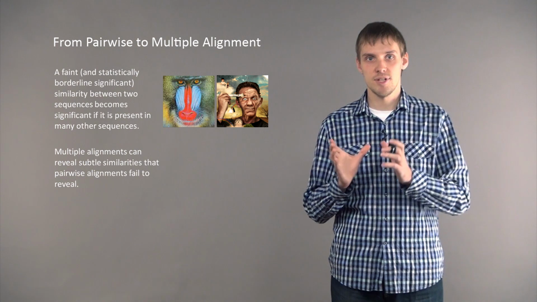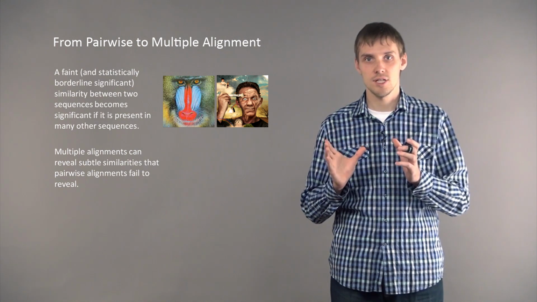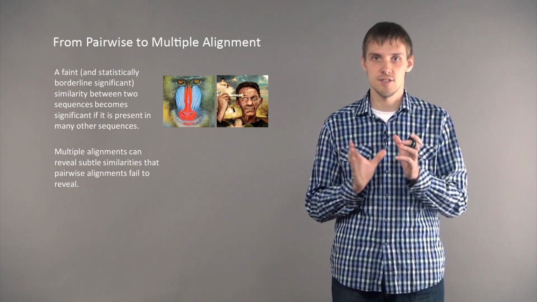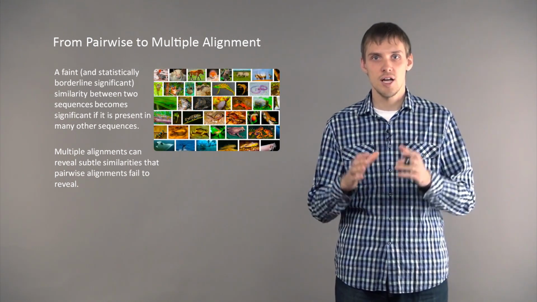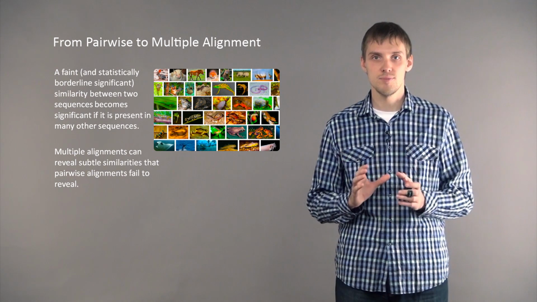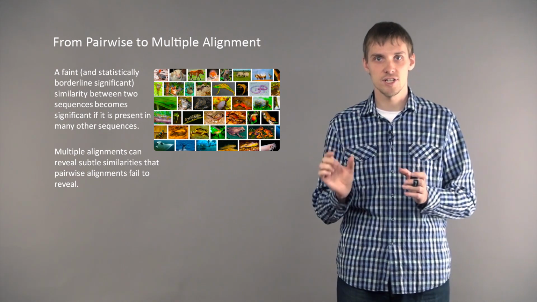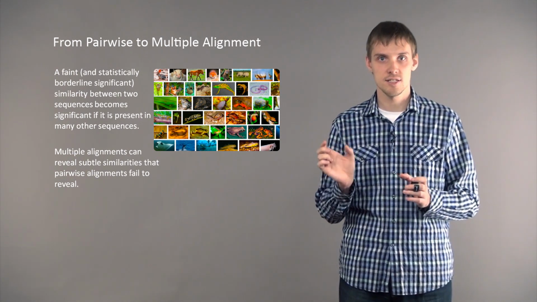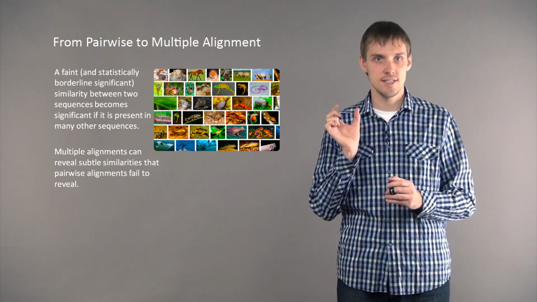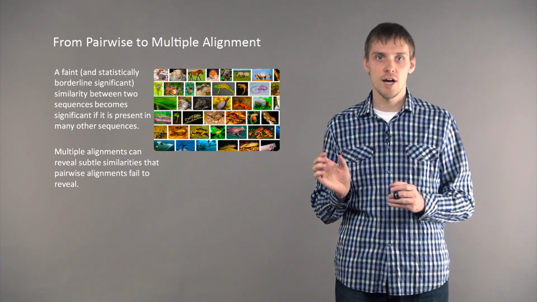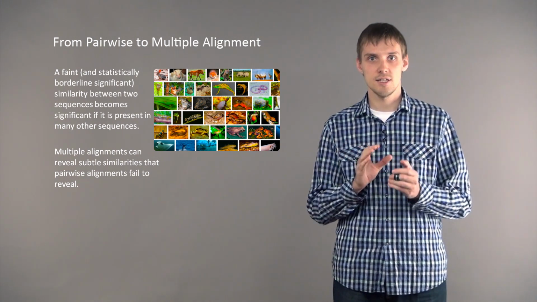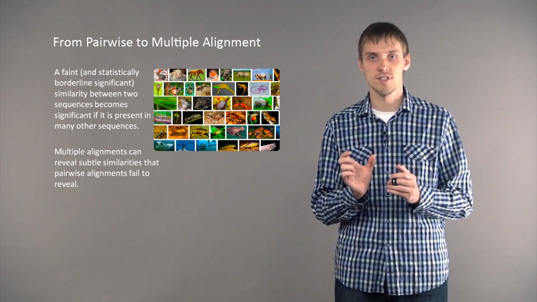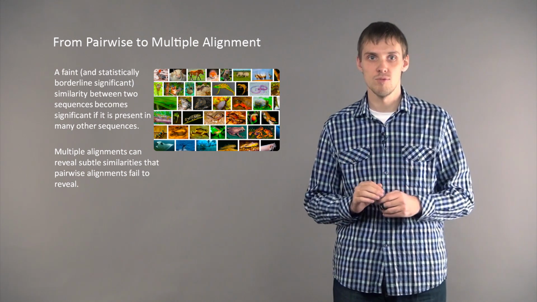Statistically significant similarities between two sequences become more significant if they are present in many other sequences. So if you compare a lot of similar species and you find a very conserved domain in these species, it is very significant. While when you compare these species pairwise, this conserved sequence may not be so obvious.